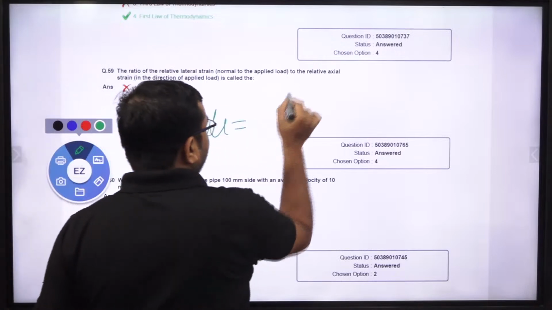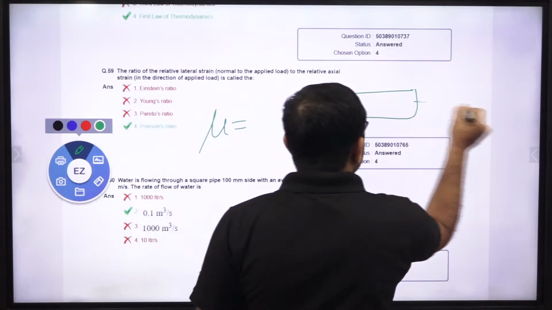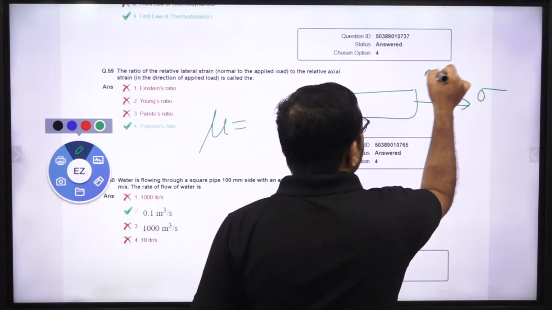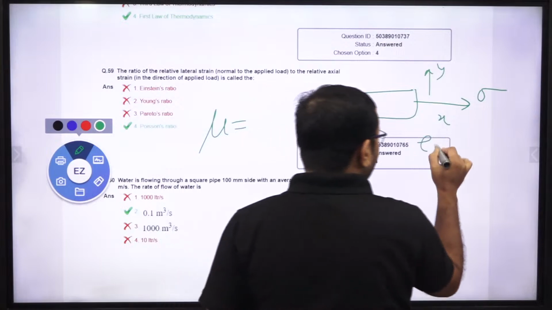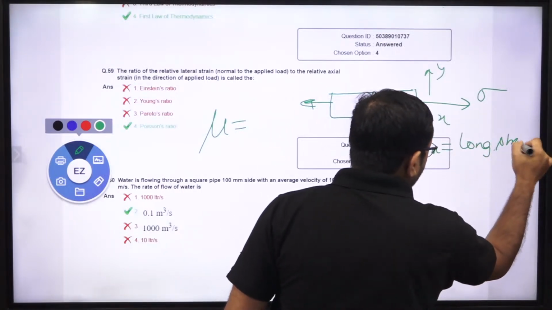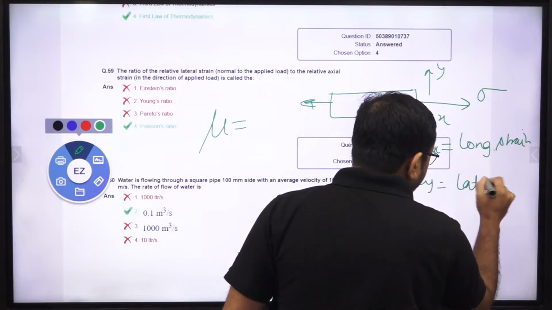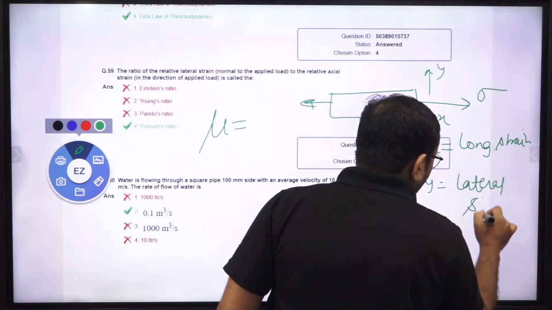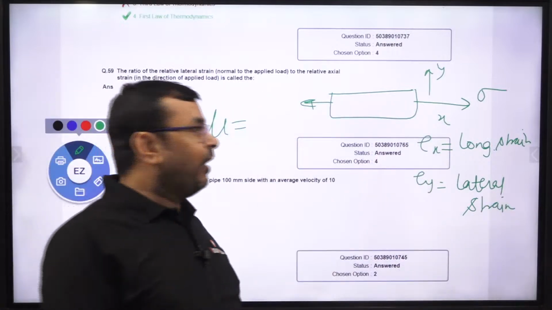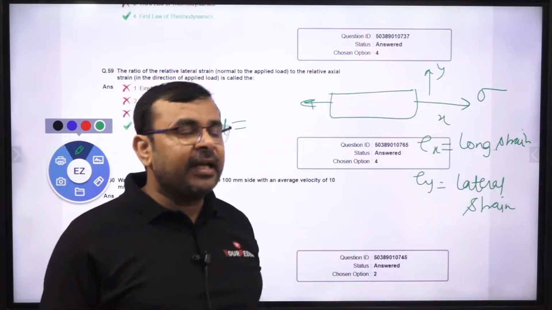Poisson's ratio is nothing but lateral strain. Suppose you have an object subjected to stress, and let's say this is the x direction and this is the y direction. The strain induced along the x direction is called longitudinal strain, and the strain along the y direction is called lateral strain. Always remember, lateral strain is always induced across the applied load. Along the applied load we get longitudinal strain, across the applied load we get lateral strain.